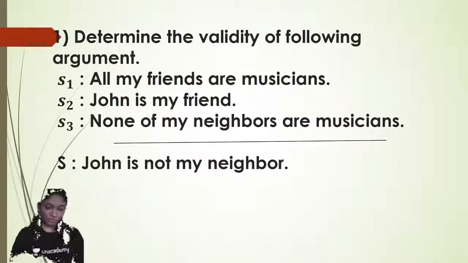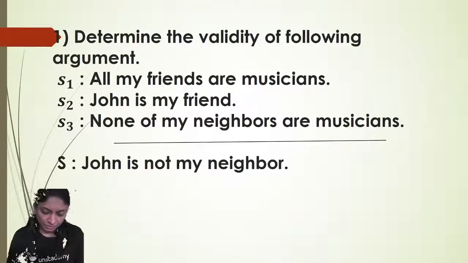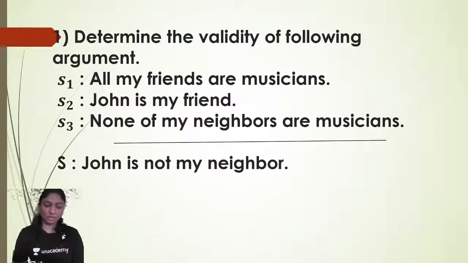Now we will see how to determine the validity of arguments. First, we will see the validation of the argument, which involves hypothetical syllogism, law of detachment, and law of contraposition. To determine the validity of the argument means to check whether the given argument is true or false, valid or invalid, with the help of sentences.